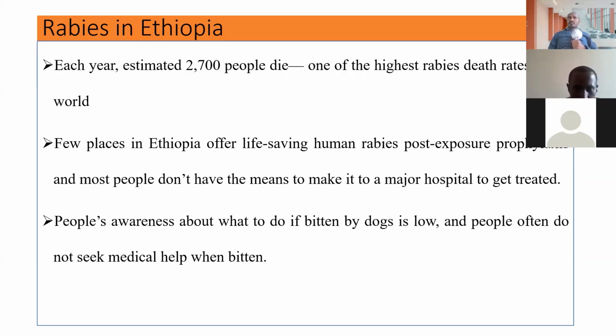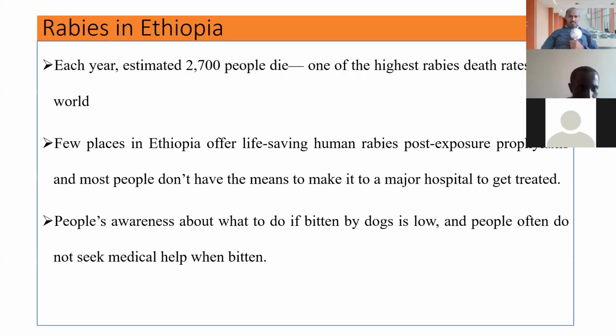So if we look at rabies, as Dr. Daniel presented before, each year almost 3,000 people die from rabies in Ethiopia, which is one of the highest rabies death rates in the world.